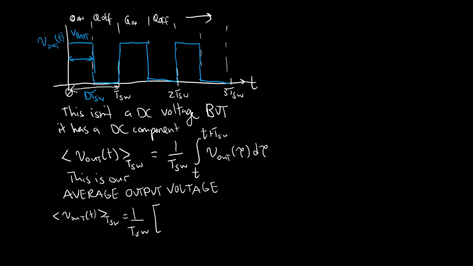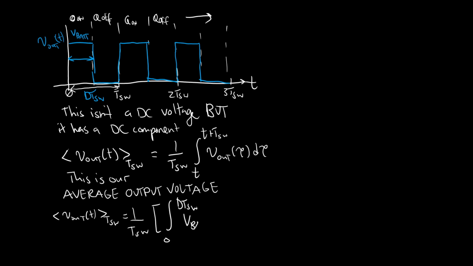We can choose, but it's convenient to choose starting at time t equals 0. Because this is a piecewise constant function, right? For the first subinterval, the output voltage is VBAT, and for the second subinterval, the output voltage is 0. We can split our integral up into two parts. One between 0 and dTSW, up to this time. So we're integrating this rectangle.